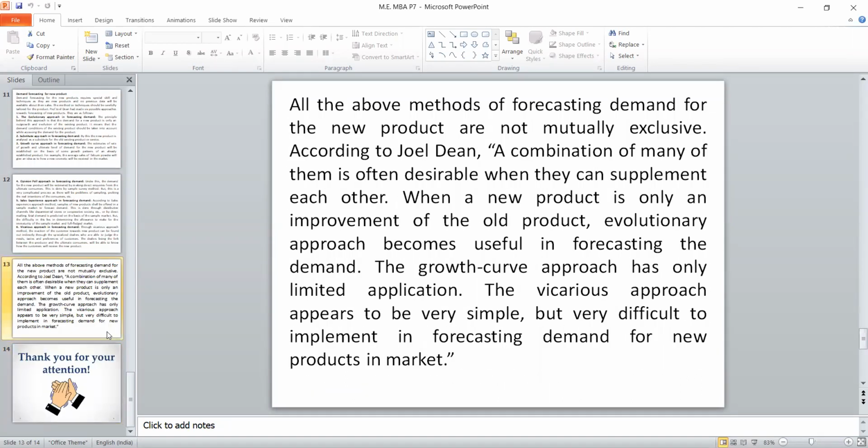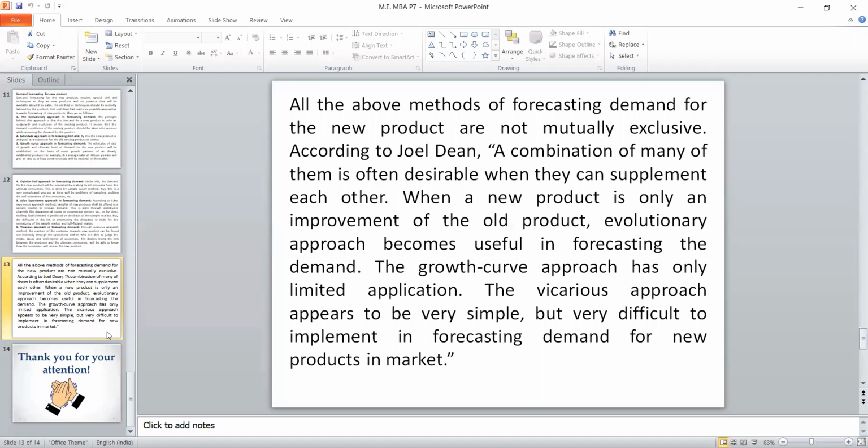With this, I'm winding up the class with this conclusion. What he said: a combination of many of them is often desirable when they can supplement each other. When a new product is only an improvement of an old product, the evolutionary approach becomes useful. The growth curve approach has only limited application. Why? Because we have to combine all the things, so people are not going for it. But if you take a local firm, they always go for this because it's very easy to apply.